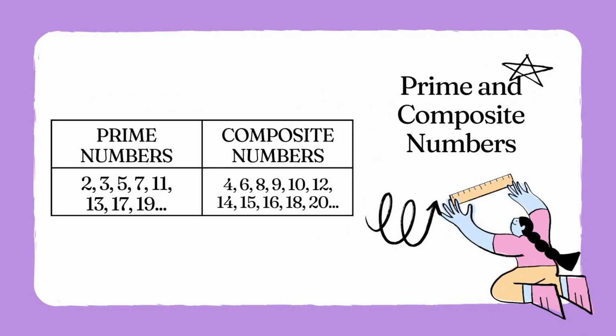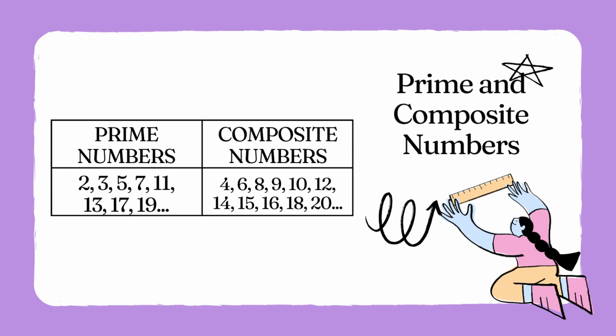Prime numbers have only 2 factors, 1 and itself. Composite numbers have more than 2 factors. For example, 7 is prime because it can only be divided by 1 and 7. 9 is composite because it can be divided by 1, 3, and 9.